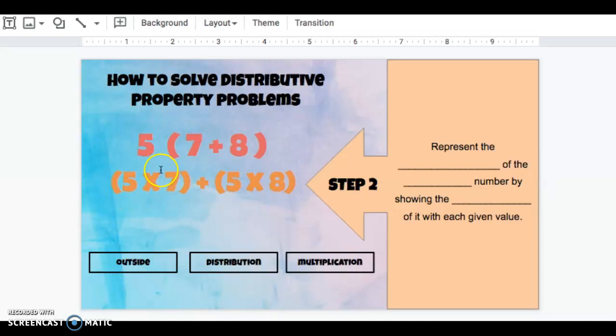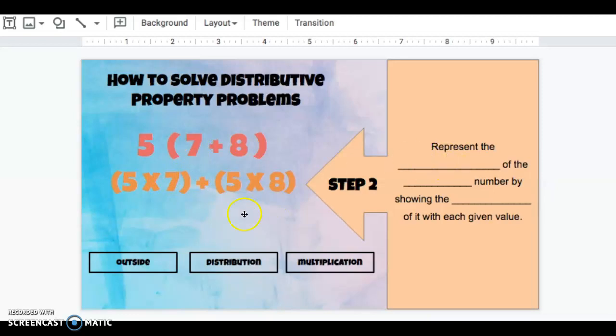You have your own area with your candy, and your best friend has their own area with the candy, and you represent that with your parentheses. This right here is considered an equivalent expression. Okay, it's equal to. So if I were to solve both those problems, I would get the same answer.